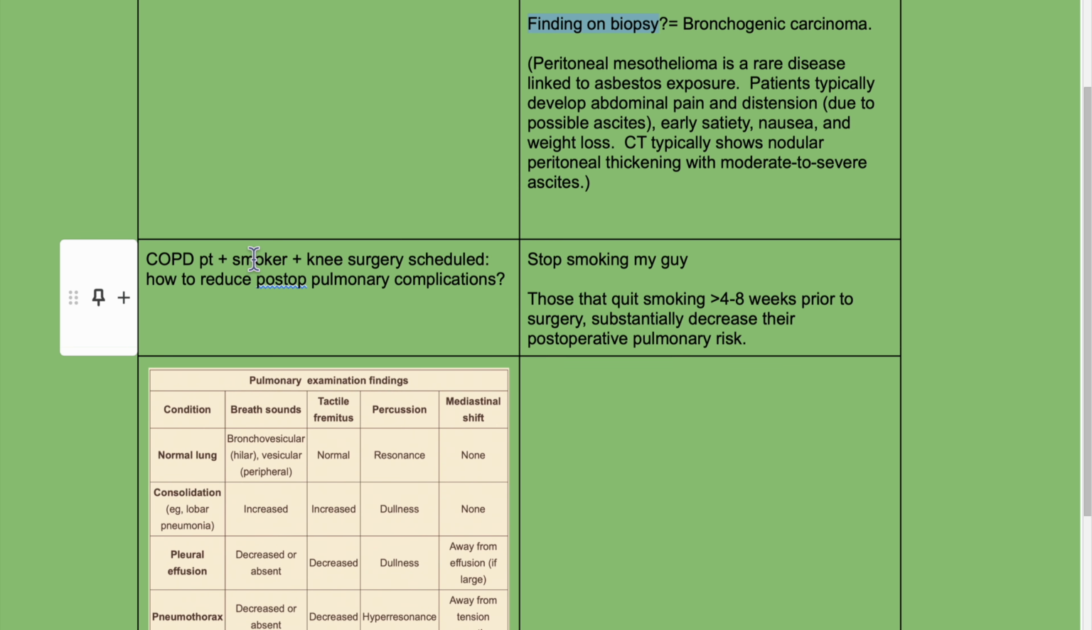COPD patient plus smoker plus knee surgery scheduled. Okay, so they're a COPD patient, they're a smoker, and there's a knee surgery scheduled. How to reduce post-op pulmonary complication? Stop smoking, my guy. Those that quit smoking more than 4 to 8 weeks prior to surgery substantially decrease their post-operative pulmonary risk. Okay.